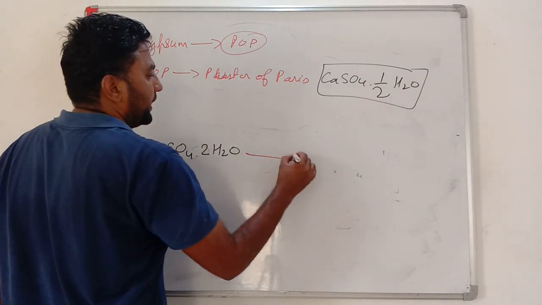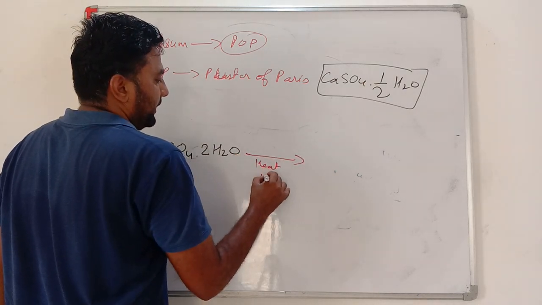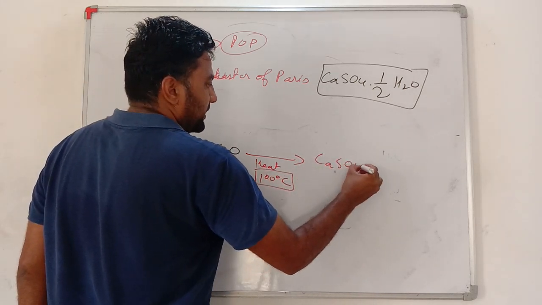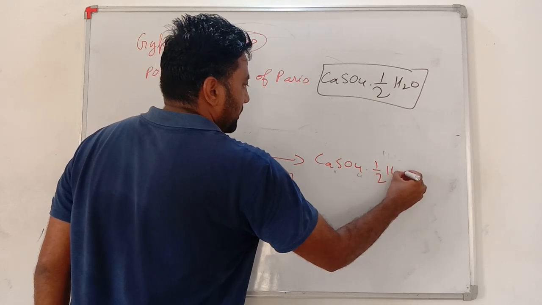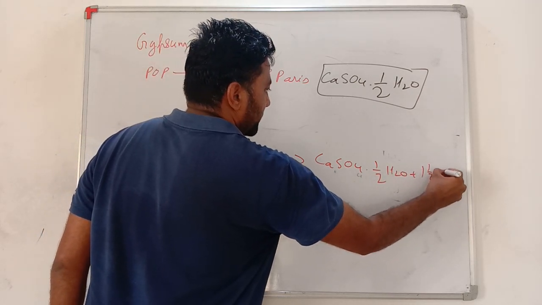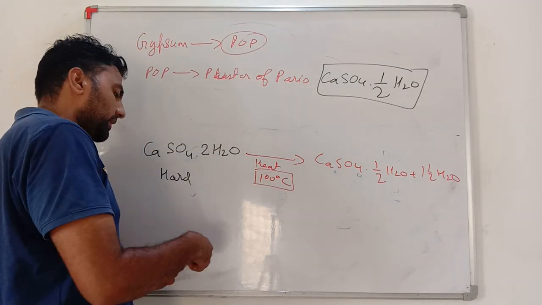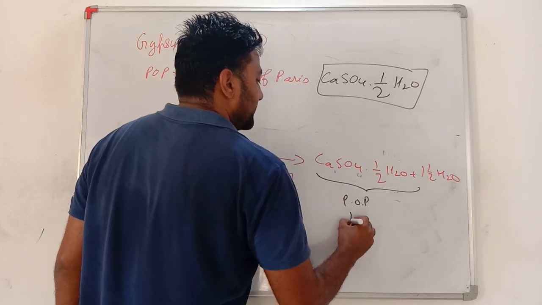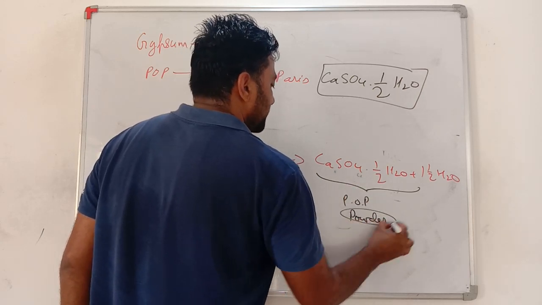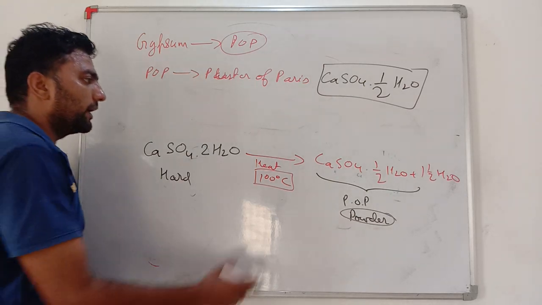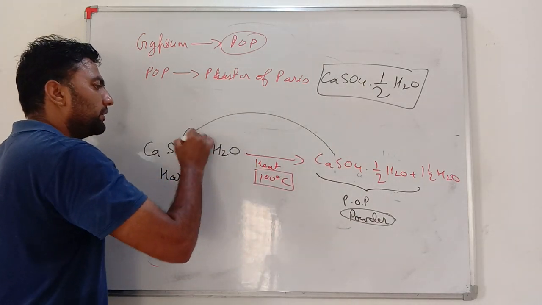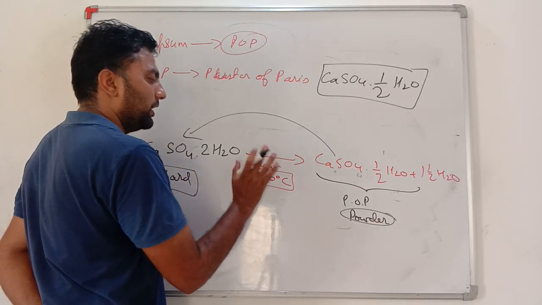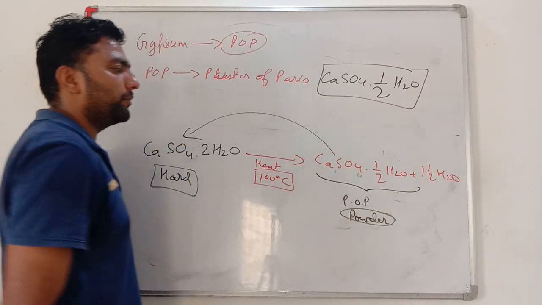If we heat gypsum in a kiln, at around 100 degrees Celsius, what we get is CaSO4·½H2O plus 1½ H2O. See my dear student, this is only our plaster of Paris, POP. It is a white powder. Again, if I add water to POP, it becomes gypsum, it becomes hard. And if I heat the gypsum at about 100 degrees Celsius, I get the POP.